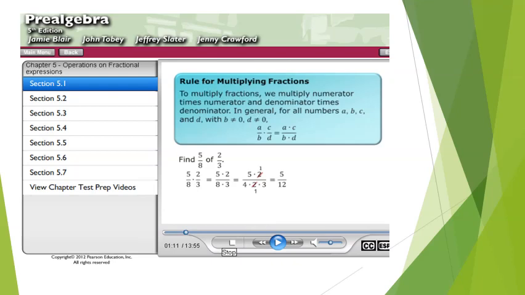multiplication. So in this question here where it's asking you to find 5/8 of 2/3, it always means multiplication. So you're going to replace that word "of" with a multiplication symbol. And you're basically just going to set it up as a multiplication of fractions by saying 5/8 times 2/3. We're going to take the 5, multiply it by 2, and take the 8, multiply it by 3.